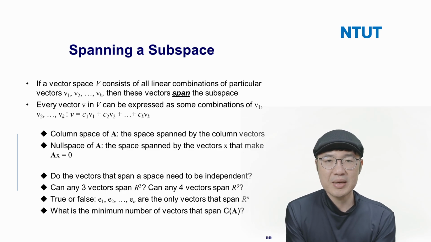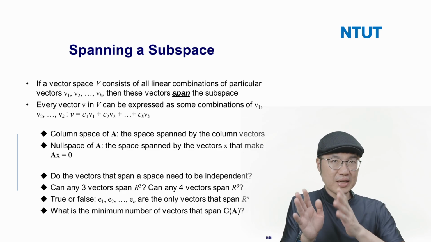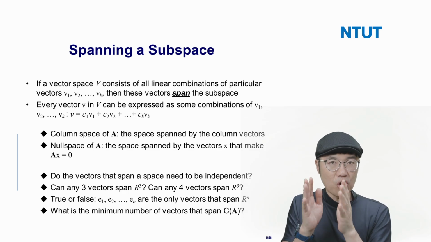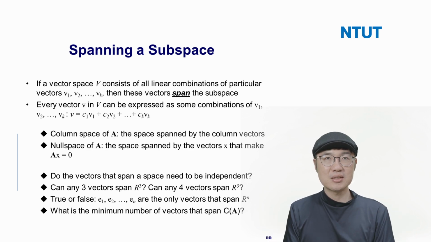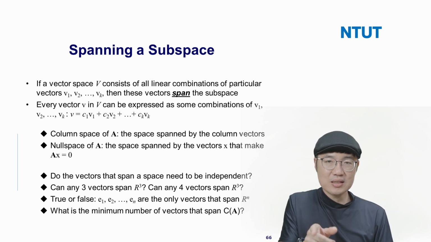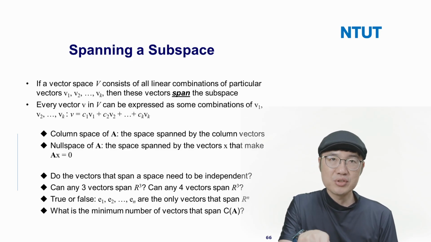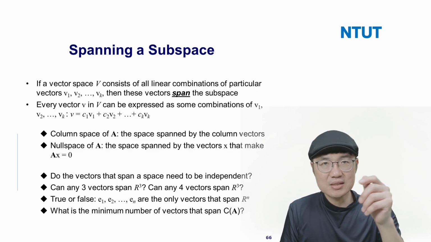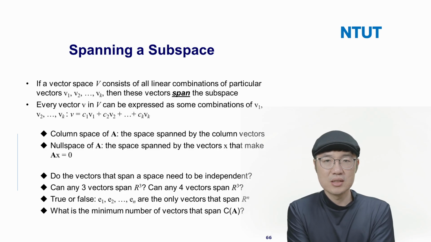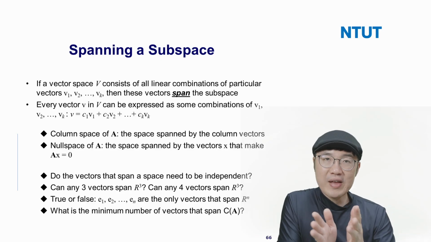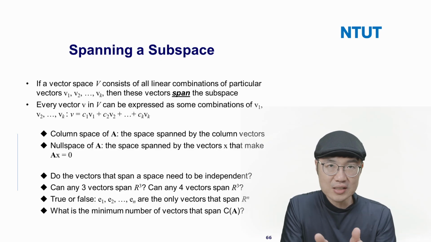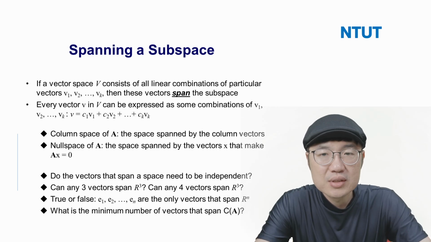So the column space of A means you identify some vectors only, but these vectors can span the whole subspace. The column space is spanned by those column vectors. And the null space of A is spanned by the x that makes Ax be 0. So the null space is still spanned by only a few vectors, but those few vectors provide you the whole subspace.